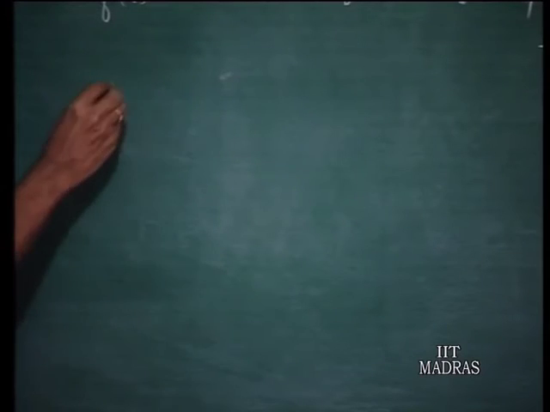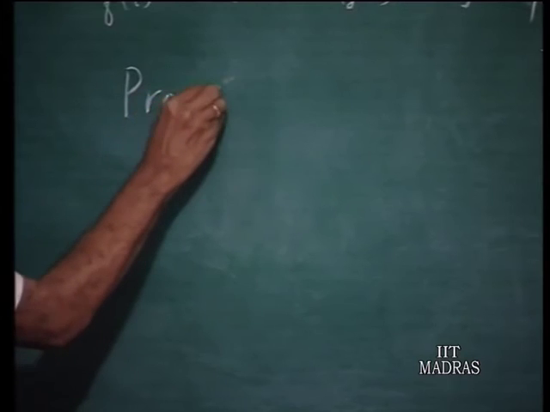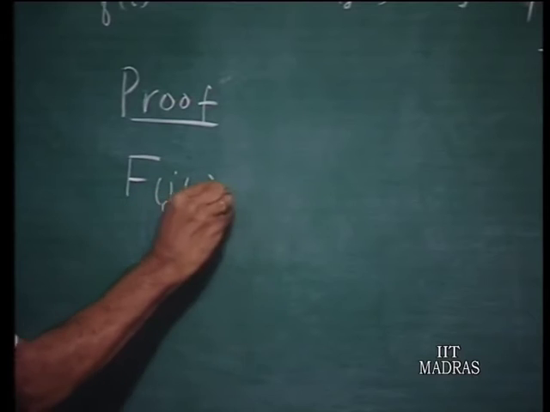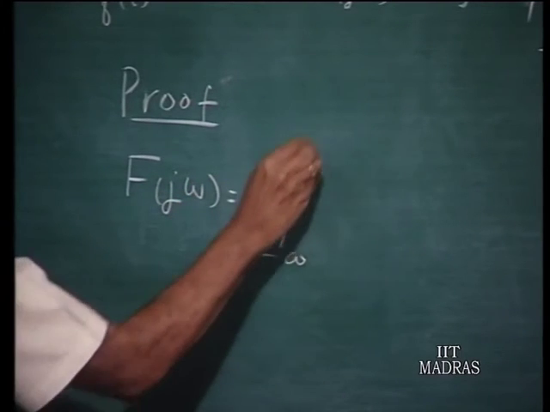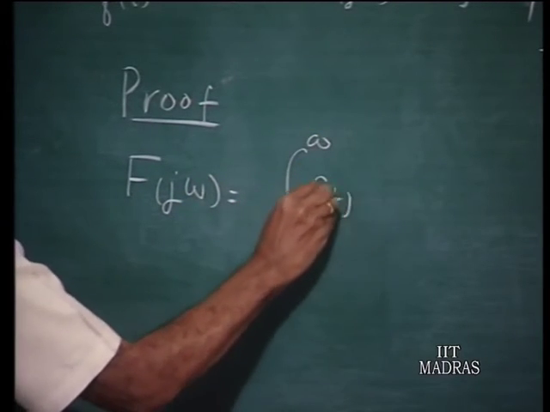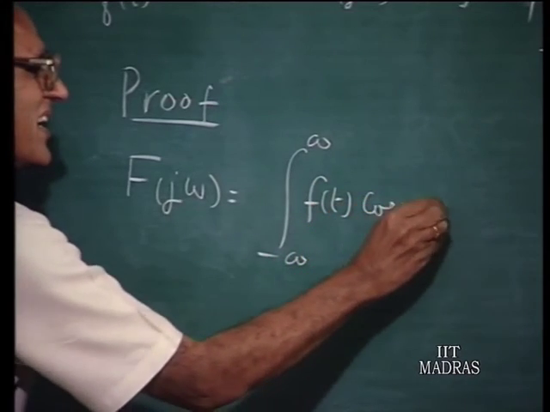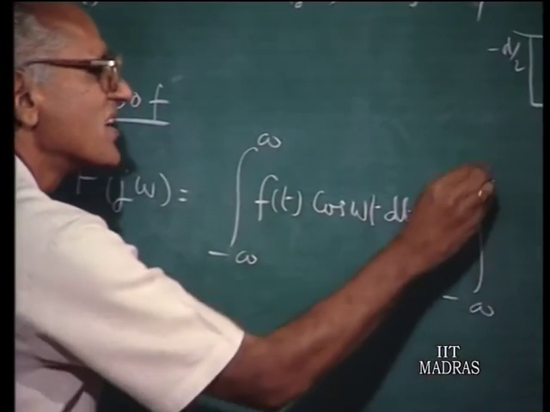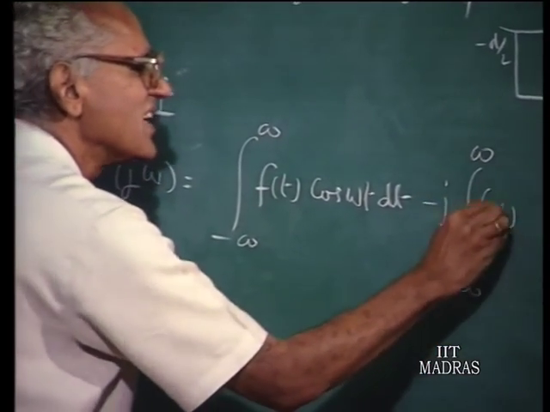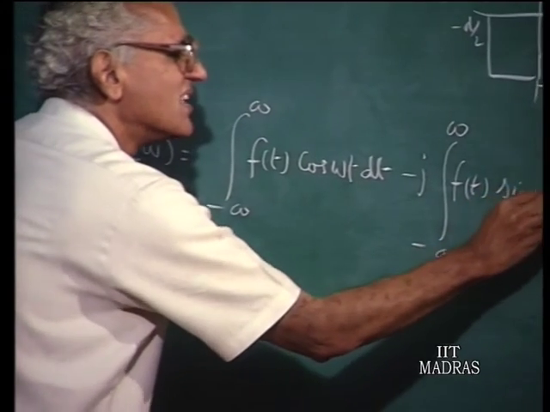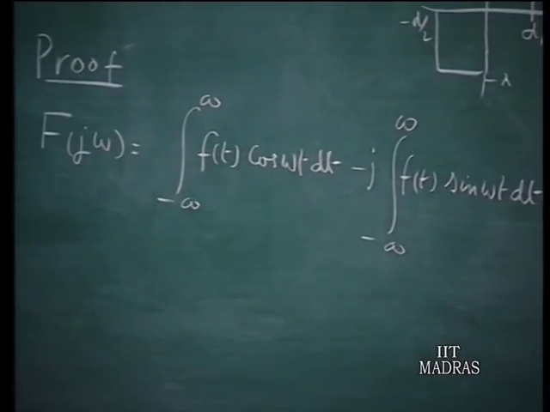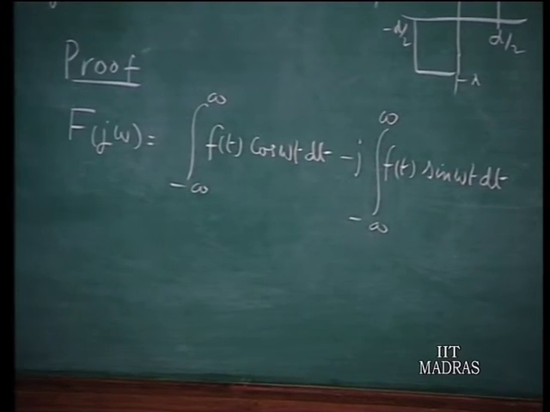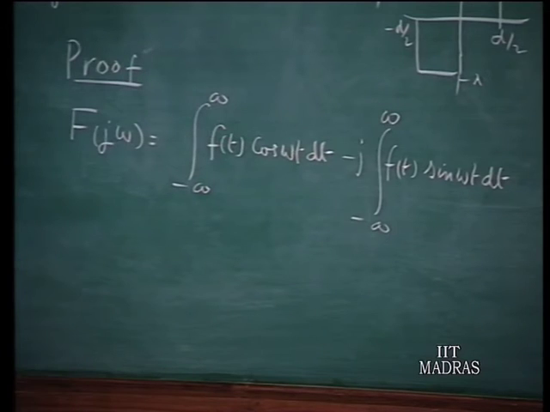The proof of this is straightforward. If you write the expression for F of j omega as integral from minus infinity to plus infinity of f of t cos omega t dt minus j times integral from minus infinity to plus infinity of f of t sin omega t dt, we recognize that e to the power of minus j omega t is cos omega t minus j sin omega t. So we split up the defining integral for the Fourier transform into two parts like this.